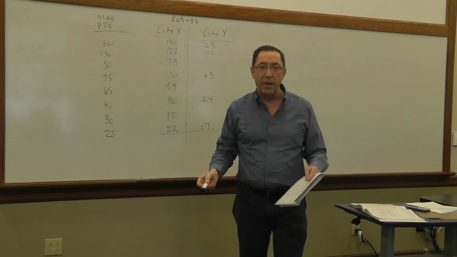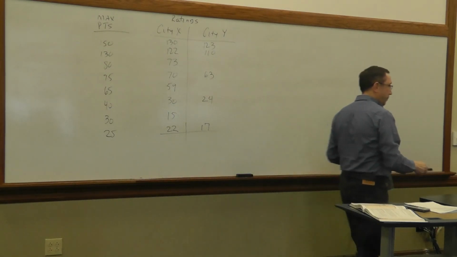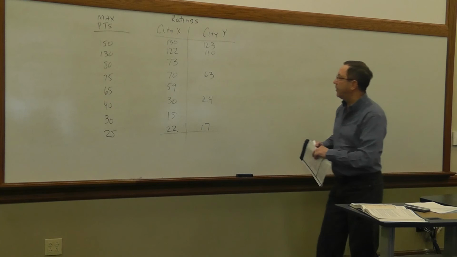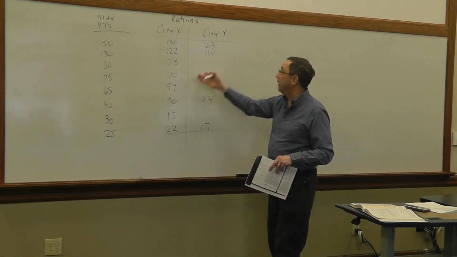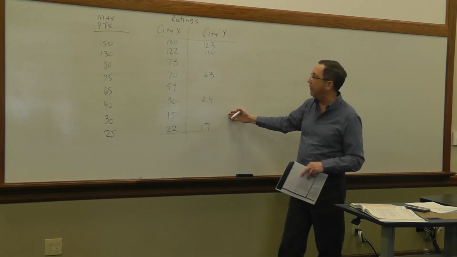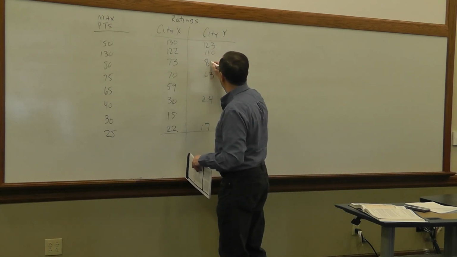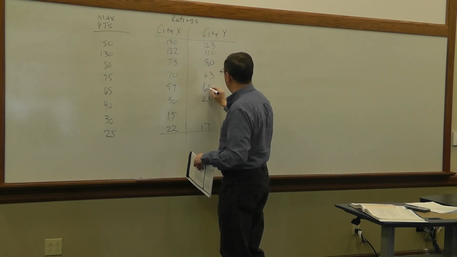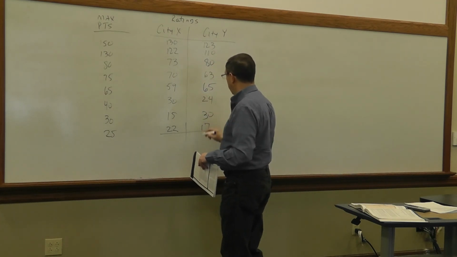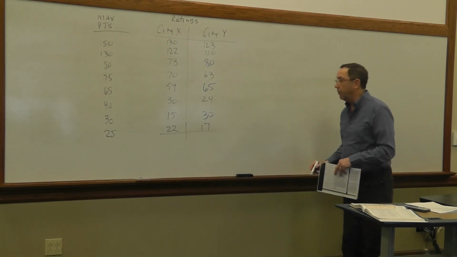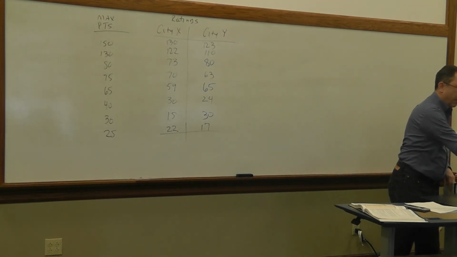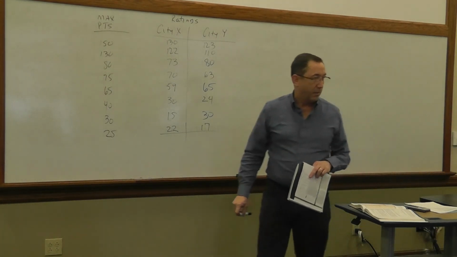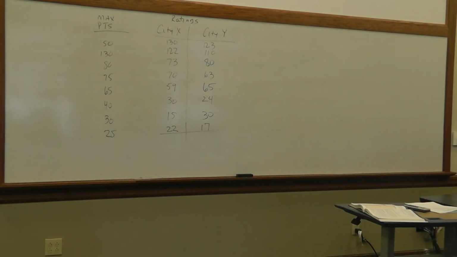But a more straightforward way might be to say, because we know that City X is in the lead, can City Y make up the difference by maxing everything else out? So let's just write in a different color. Let's say they maxed out the remaining three. Add the numbers up and see what the score is. It's still not higher than City X. When you add them up, you'll find out that City X is still higher.